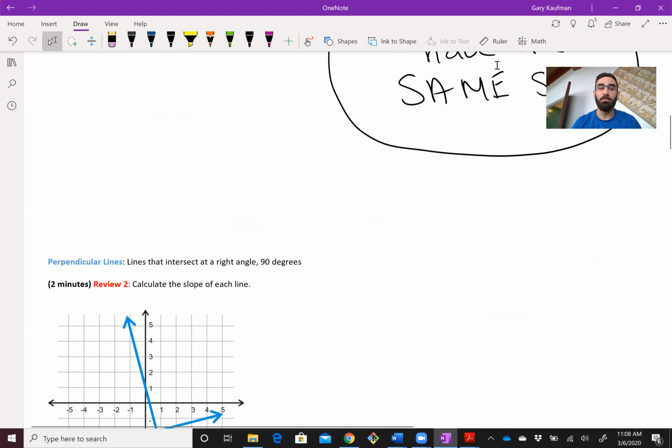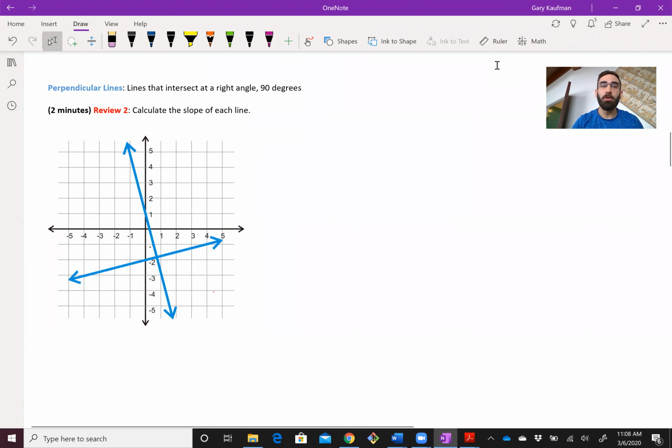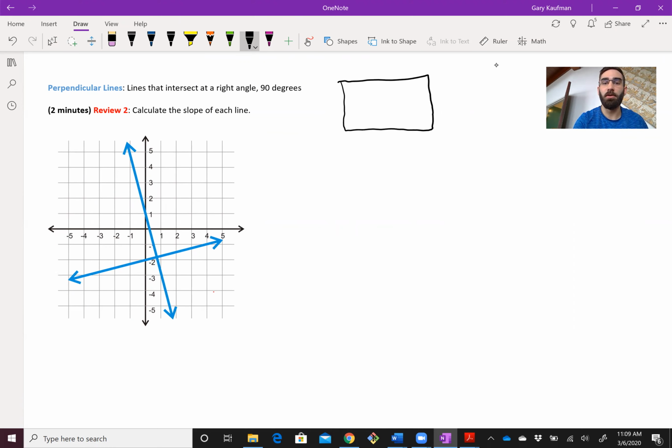Now let's go on to perpendicular. So perpendicular, on the other hand, it's like a rectangle. So we have a rectangle. All of these are perpendicular. They meet at 90-degree angles. So just like we did before, here is an example of perpendicular lines. Calculate the slope, and then we're going to see if there's a pattern.